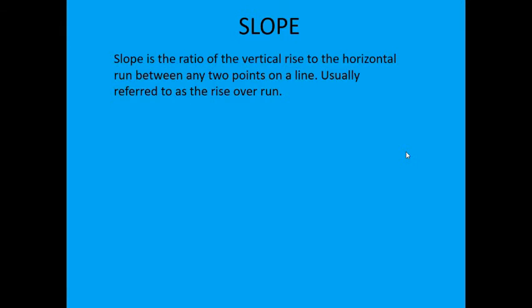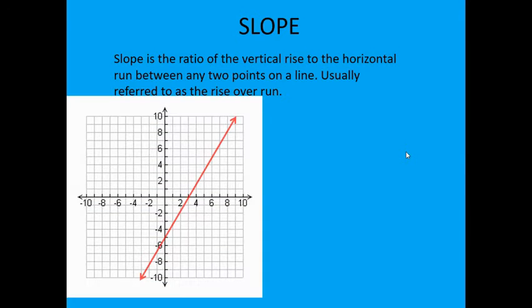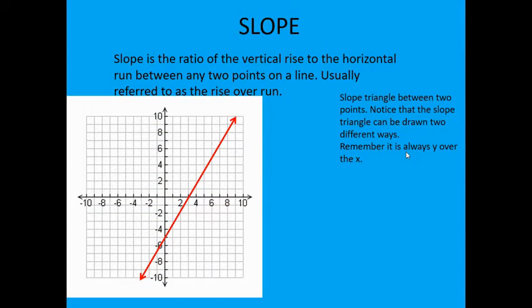All right. Slope. Slope is the ratio of the vertical rise to the horizontal run between any 2 points on a line, usually referred to as rise over run. So here we have a line. So the slope triangle between 2 points. Notice that the slope triangle can be drawn two different ways. Remember, it is always y over x.